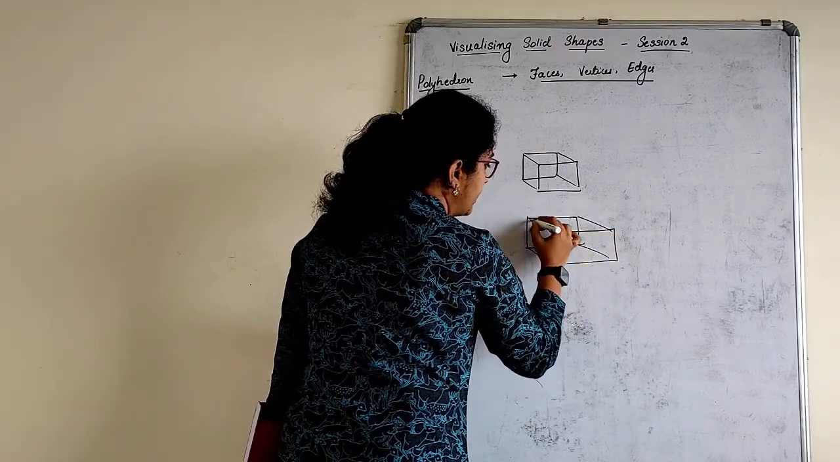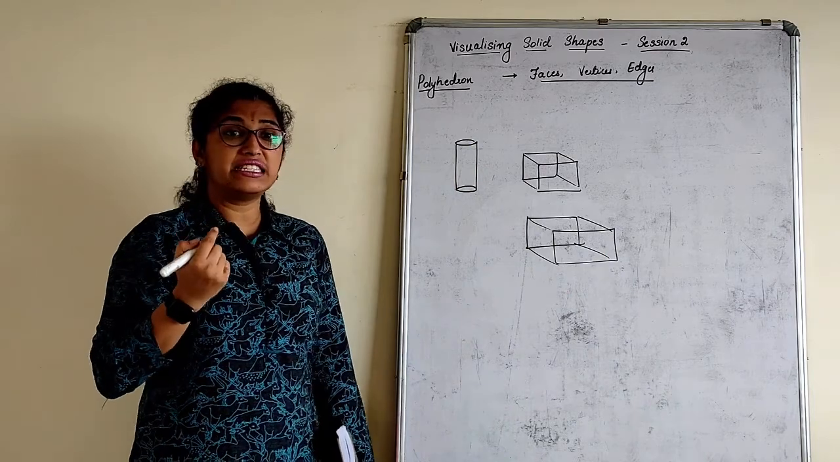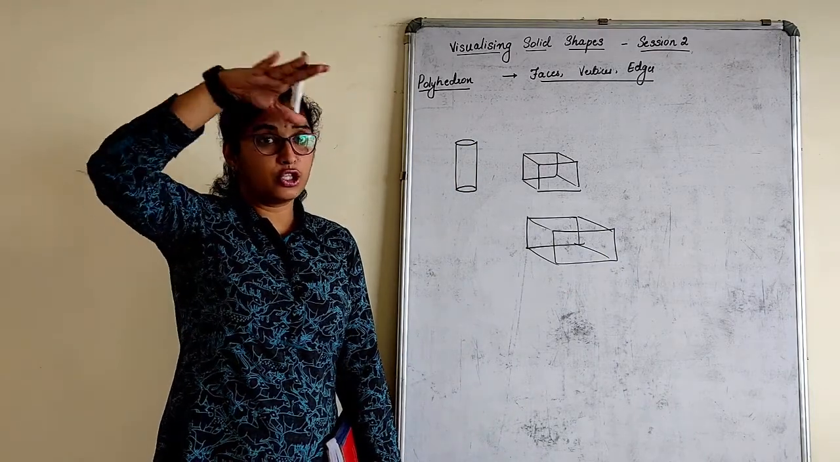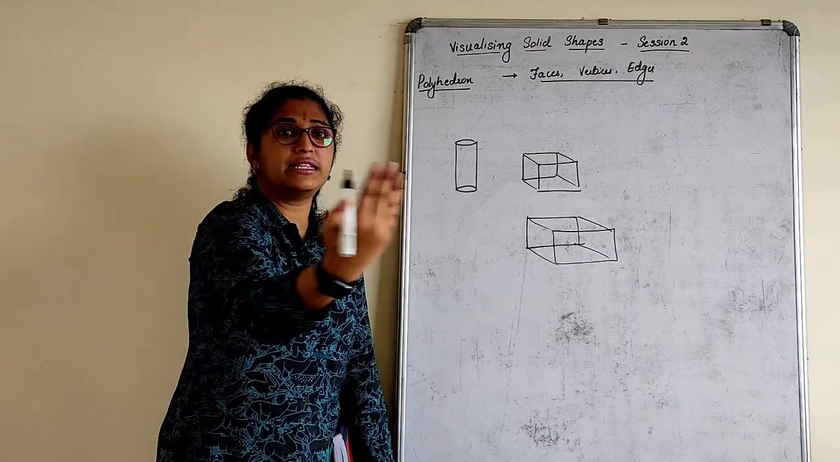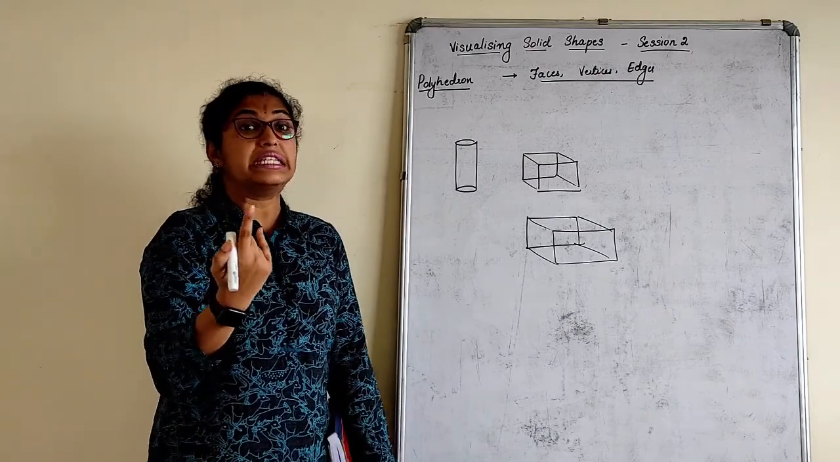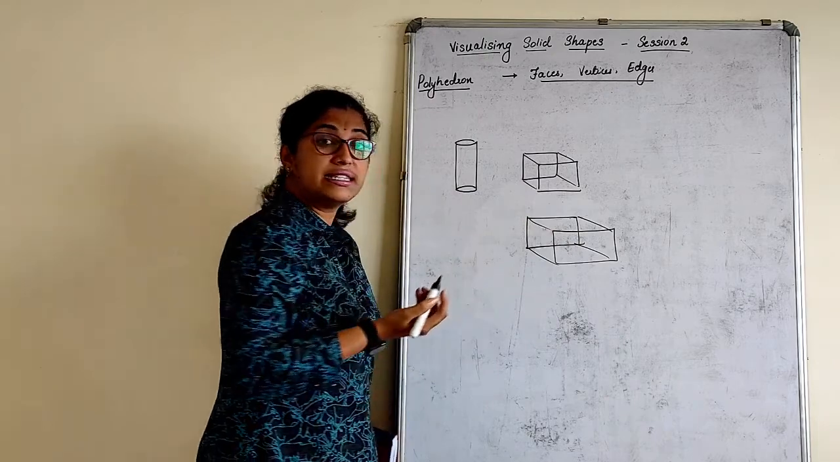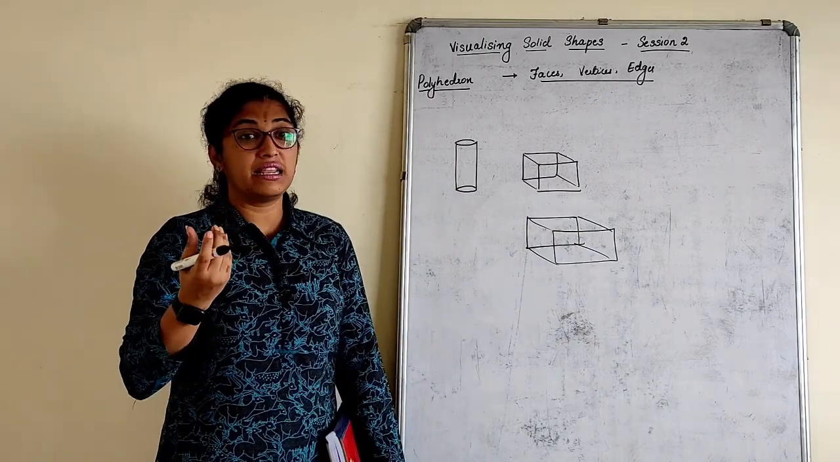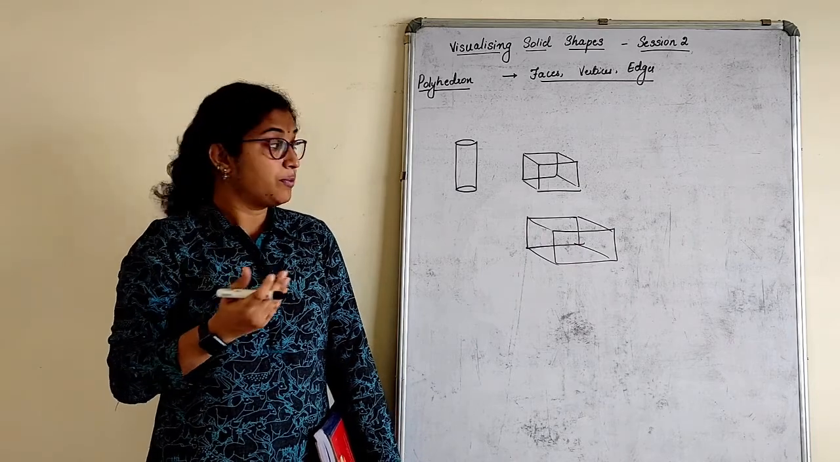A cuboid and a cube will have flat surfaces. How many flat surfaces? One at the top, one at the bottom, and you can see the four walls. So a total of 6 flat surfaces, the same as the cuboid. These surfaces are nothing but faces.